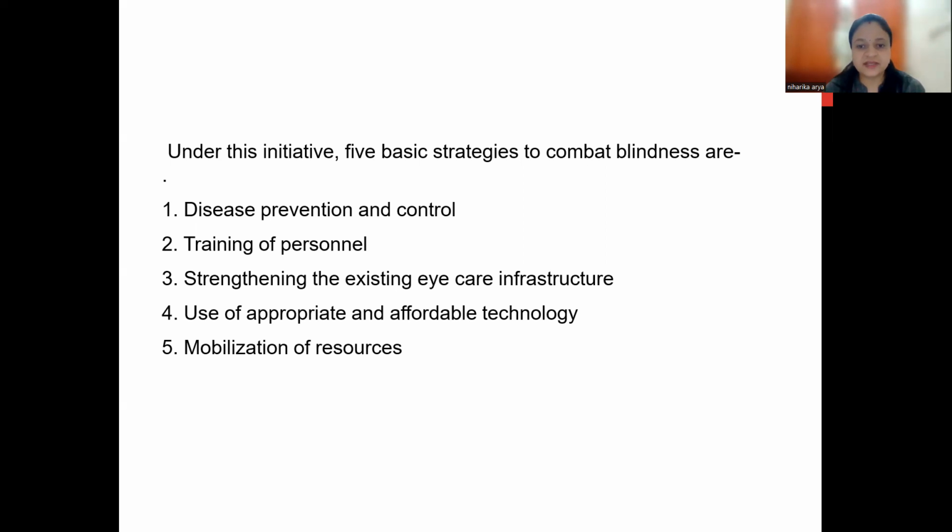Under this initiative, 5 basic strategies to combat blindness are: first, disease prevention and control; second, training of personnel; third, strengthening the existing eye care infrastructure; fourth, the use of appropriate and affordable technology; and fifth, mobilization of resources. So these are the 5 basic strategies planned under Vision 2020 to combat the main causes of blindness. First is disease prevention and control. Then we have to train personnel, so that trained persons are available at that place. Then strengthening the existing eye care infrastructure: if the cause needs any surgical intervention, then proper infrastructure should be there. Then the use of appropriate and affordable technology, and mobilization of resources.